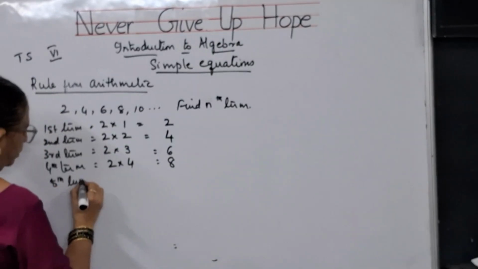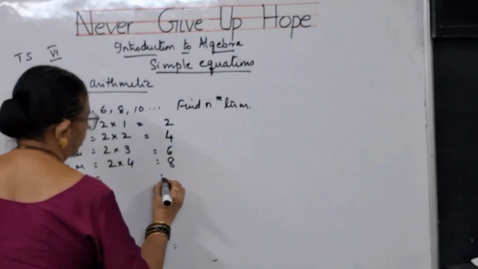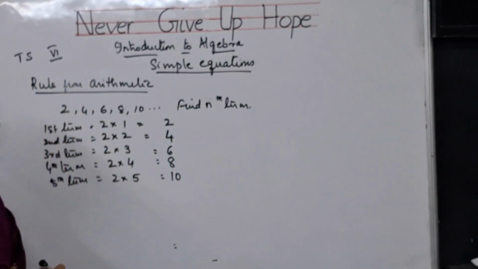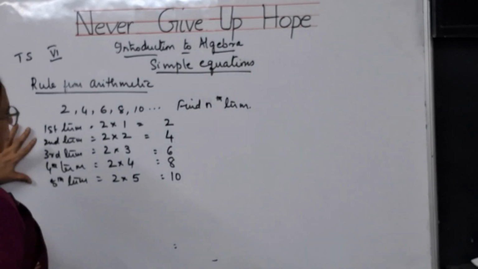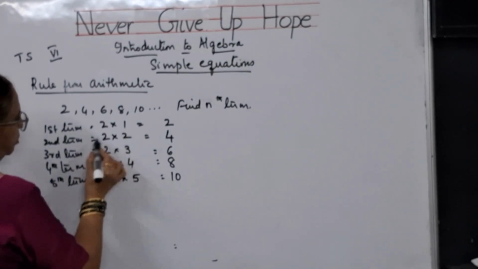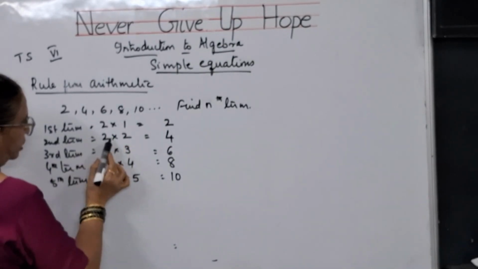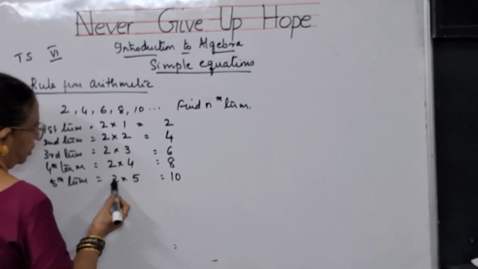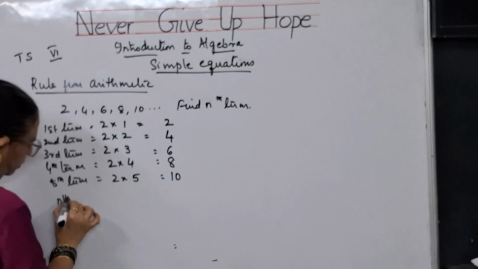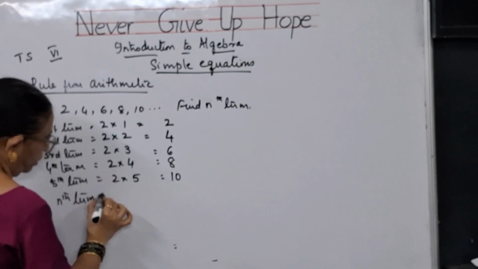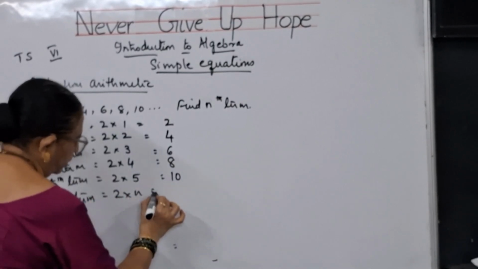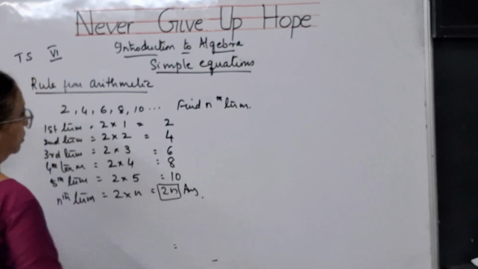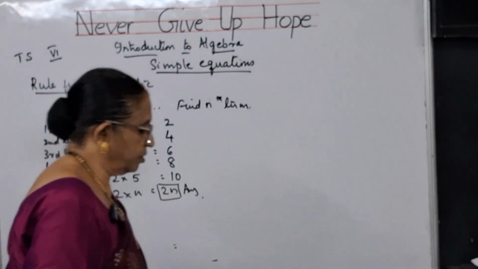And the fifth term is given as 10. 2 multiplied by 5, you have got 10. So when you see the relationship here, each term is multiplied by 2. First term 2 ones, second term 2 twos, third term 2 threes, fourth term 2 fours, fifth term 2 fives. So what is the nth term? Nth term will be equal to 2 into n. That is 2n. This is the answer, the nth term of the series.